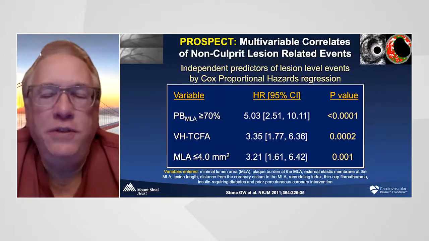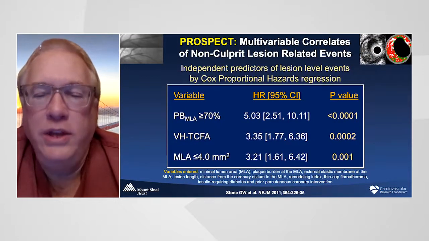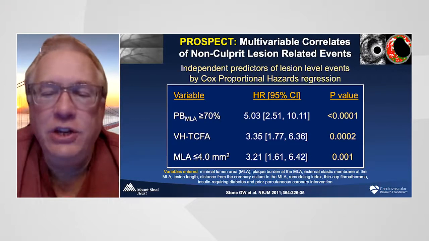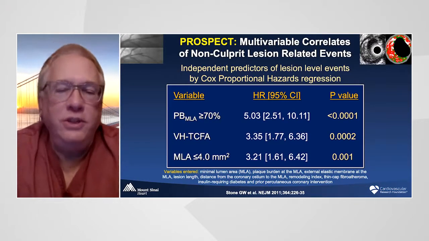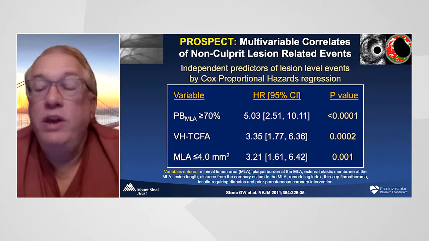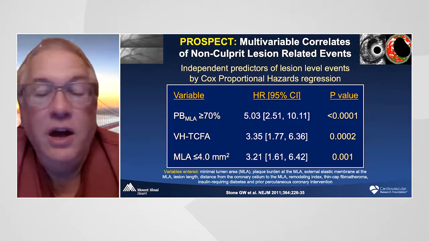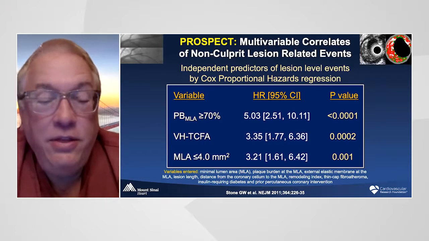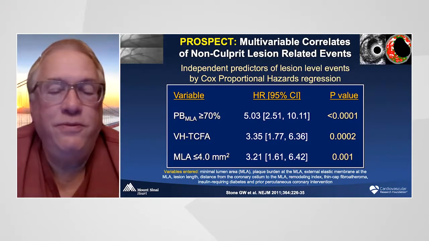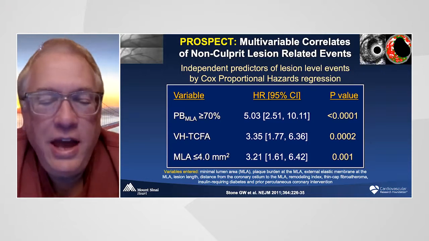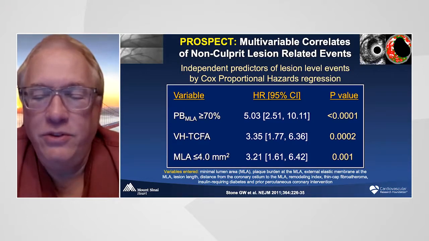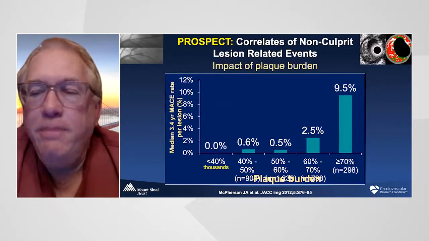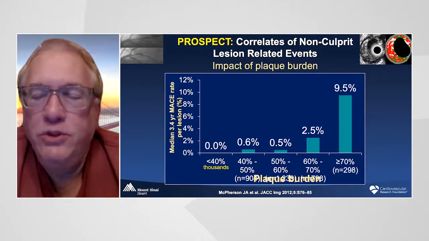And when we looked at the individual independent predictors of those specific lesion characteristics that were likely to lead to future MACE events, we identified 3 characteristics: a large plaque burden, greater than or equal to 70%, a thin cap fibroatheroma as defined by virtual histology, and minimal luminal area of less than or equal to 4 millimeters squared. And very importantly, large plaque burden was the most important predictor.